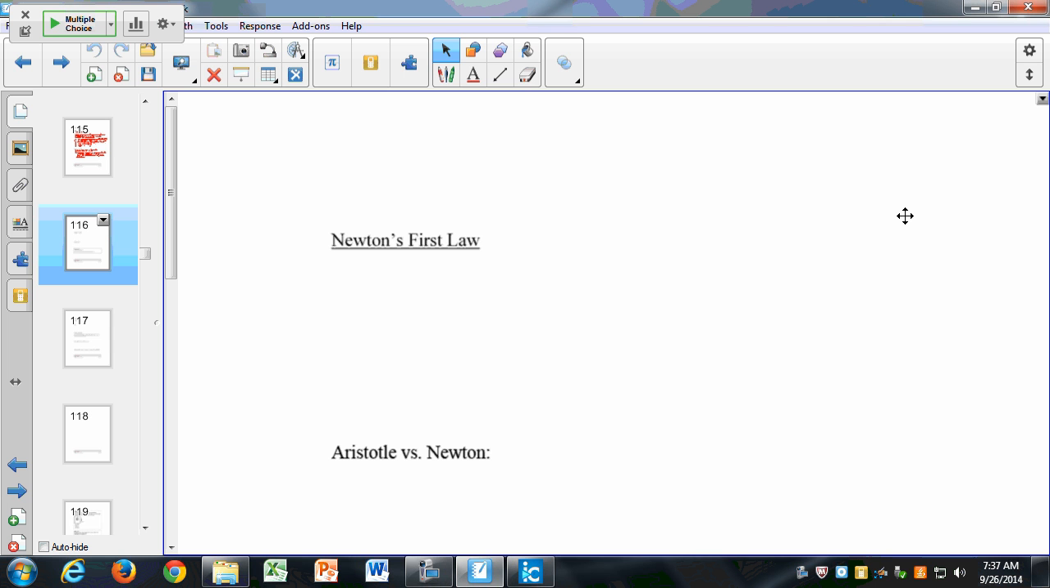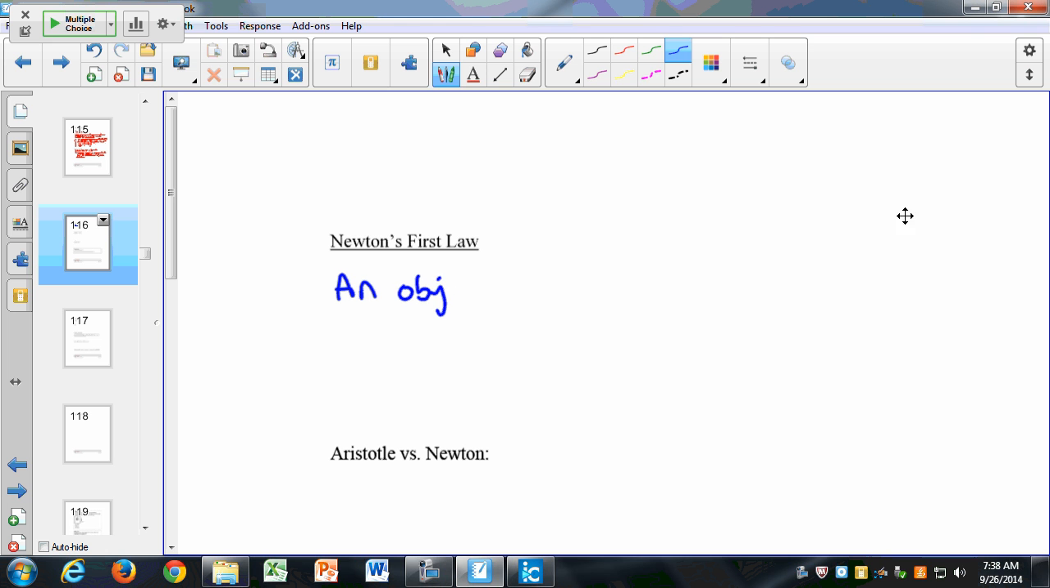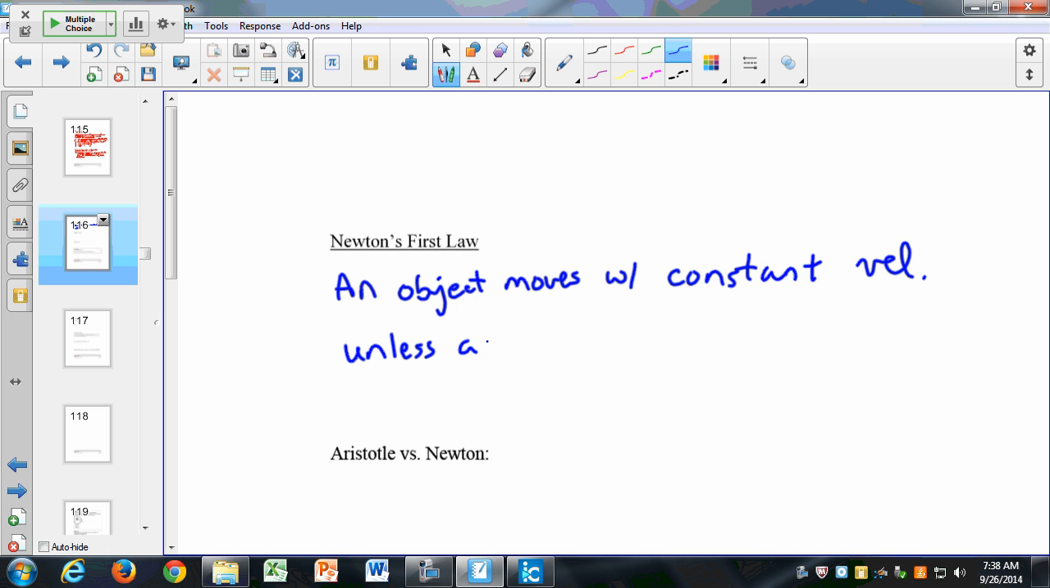Now, Newton's first law says that an object moves with constant velocity unless acted upon by a force. And this constant velocity can be greater than 0, or it can be equal to 0. So basically he's saying that if an object is in a state of motion, then it's going to stay in that state of motion unless a force acts upon it. So if an object is at rest, it's going to stay at rest unless you apply a force to it. If it's in motion, it will stay in motion at that velocity until a force acts upon it.